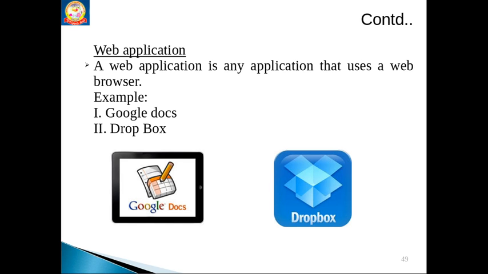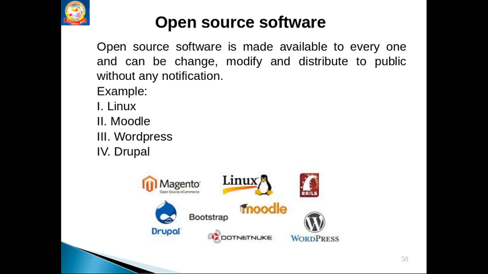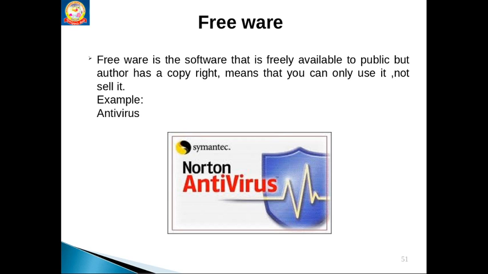Next, web application. Any application that uses the web browser is called a web application. Google Docs and Dropbox are the best examples. Next, open source software, as the name itself says, is openly available to anyone. They can change and modify it, and they can distribute it also. Linux is open source software. Other examples: Moodle, WordPress, Drupal. All these are open source software.